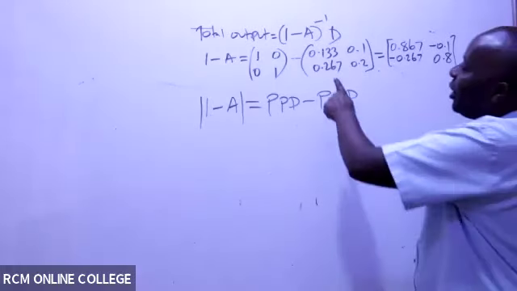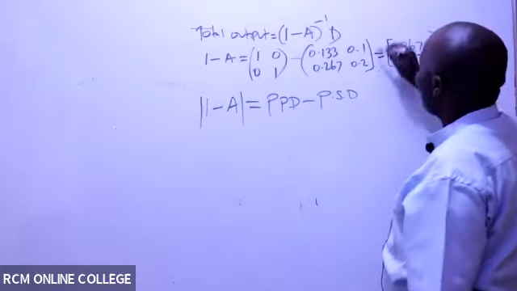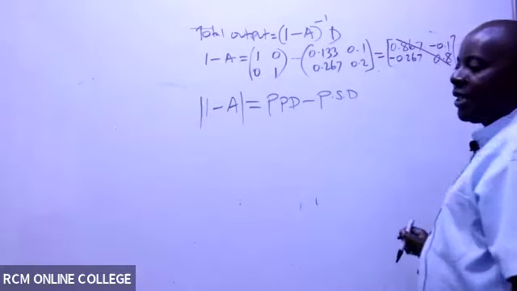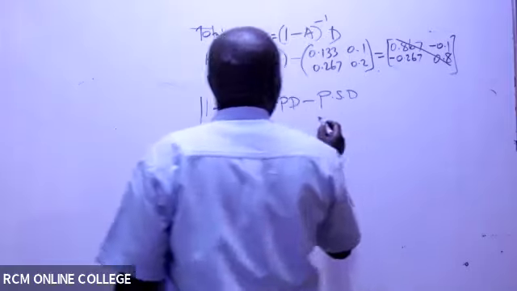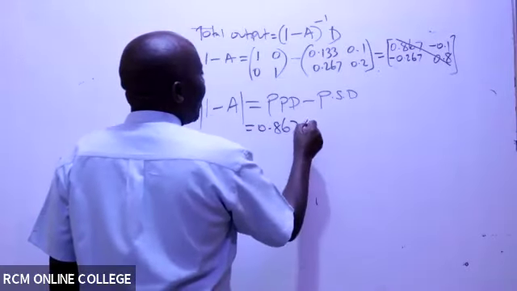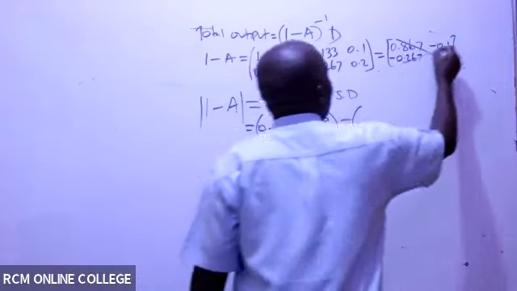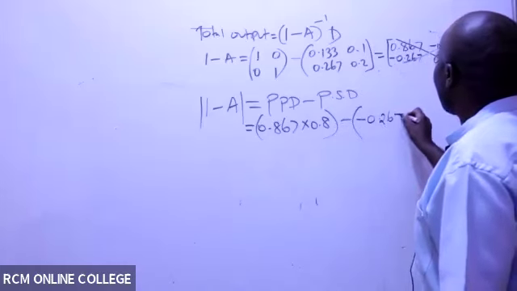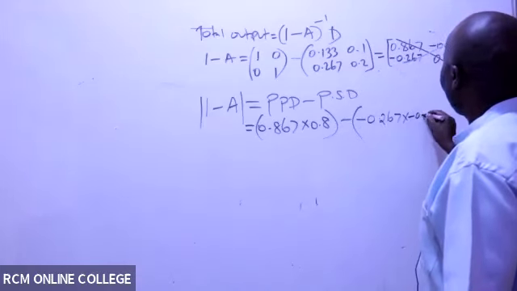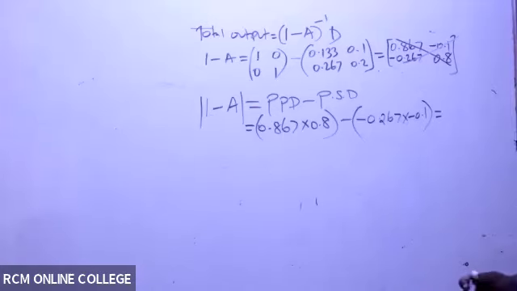Remember, you're not going back to matrix A, it is I minus A. The matrix you found here, this is the primary, and that primary is what you multiply. So we have 0.867 times 0.8, close bracket, minus the product of the secondary. The secondary is minus 0.267 times minus 0.1. Using your calculator, are you able to give me this determinant? Open brackets, 0.867 times 0.8 minus open brackets, minus 0.267 times minus 0.1.